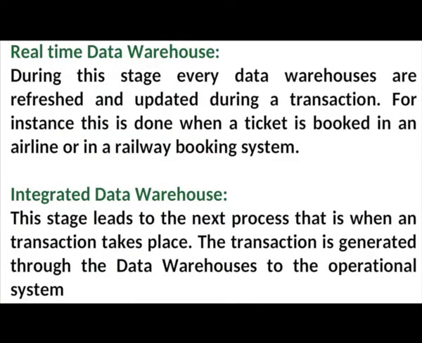Next one is the real-time data warehouse. In this stage, every data warehouse is refreshed and updated during a transaction. For instance, this is done when a ticket is booked in an airline or in a railway booking system. Integrated data warehouse. This stage leads to the next process, that is when a transaction takes place. The transaction is generated through the data warehouses to the operational system. Now, let us see the components of data warehouse.